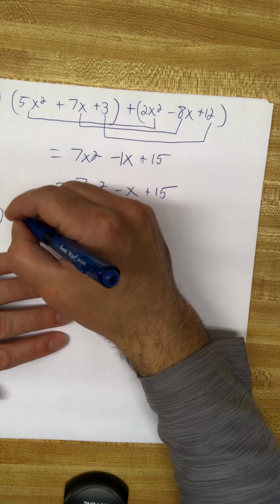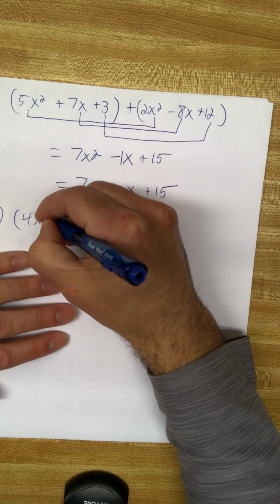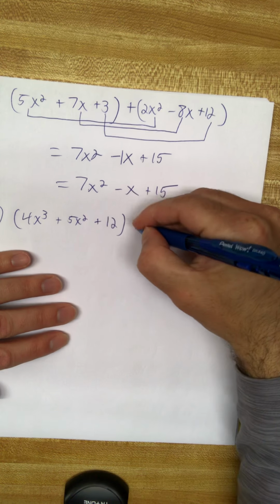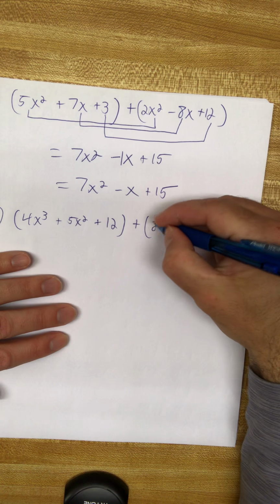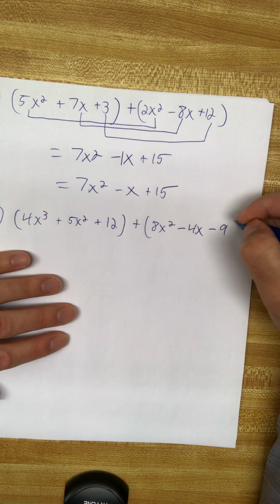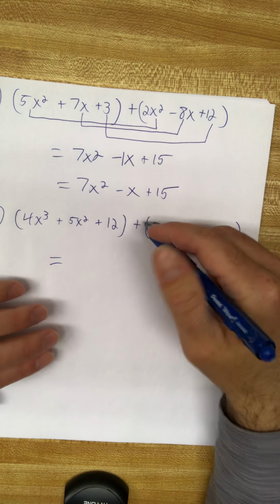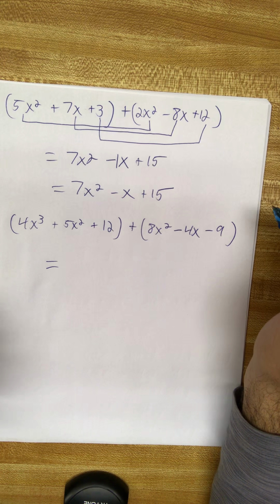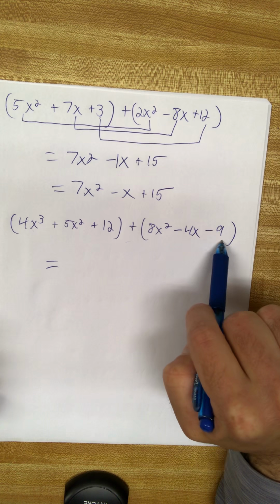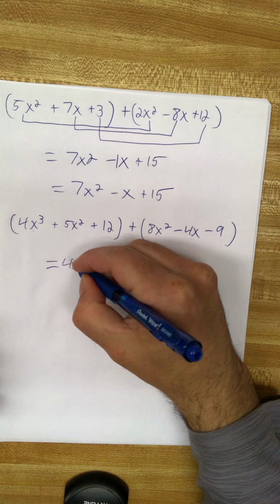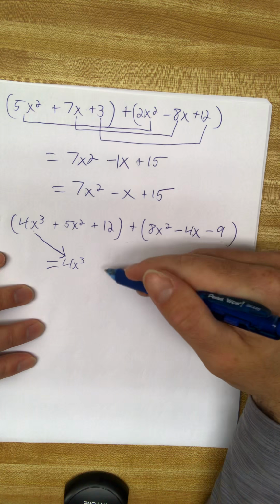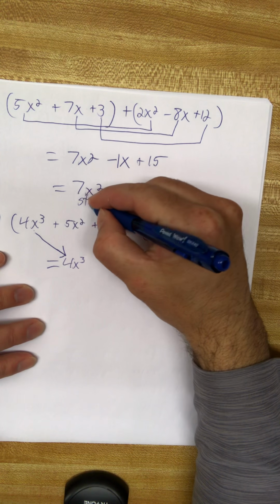If you run across something like 4x cubed plus 5x squared plus 12, plus 8x squared minus 4x minus 9, again you need like terms: same variable, same exponent on that variable. I'm starting off with my x cubed. There are no other x cubes here, so that just comes down. I go to x squared. I want to go in descending order, I want them in standard form.